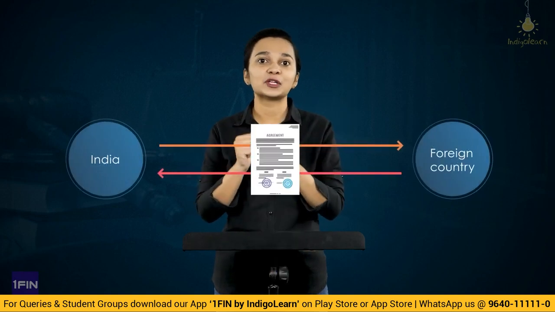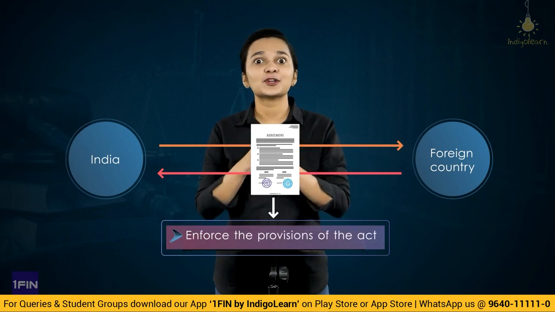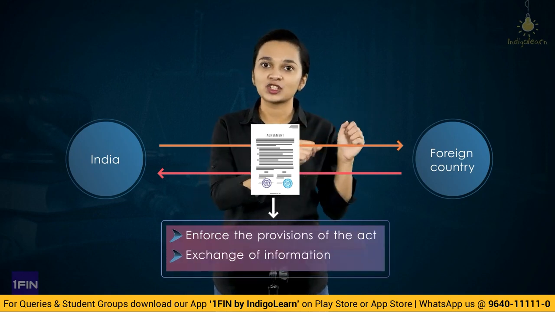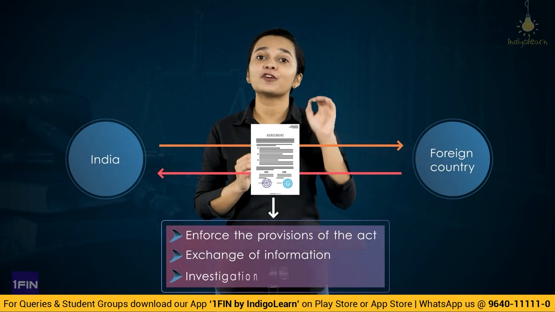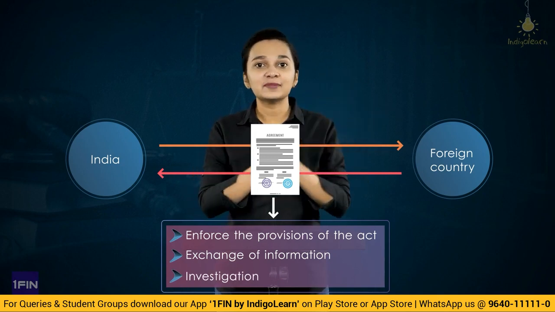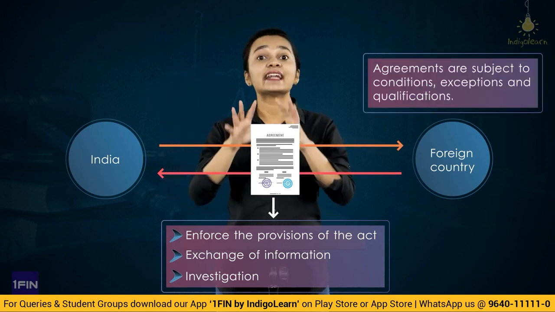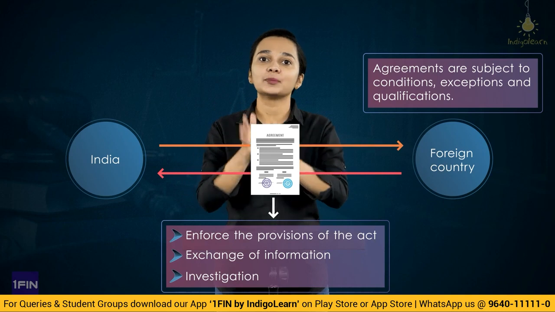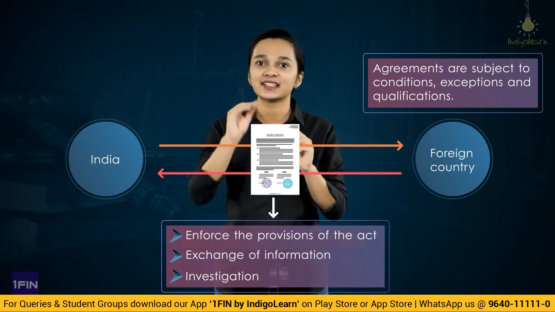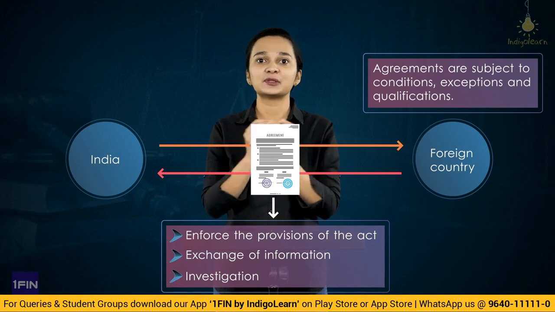So when talking of agreements between countries, there are three main purposes for the agreement which is made between countries. It is for enforcing the provisions of this act, it is for the purpose of exchange of any information, and for investigation of offences which have been committed. And all these agreements shall be subject to certain terms and conditions or exceptions, and these terms and conditions, exceptions shall be notified by the central government in the official gazette. So this was with respect to agreement between the countries.